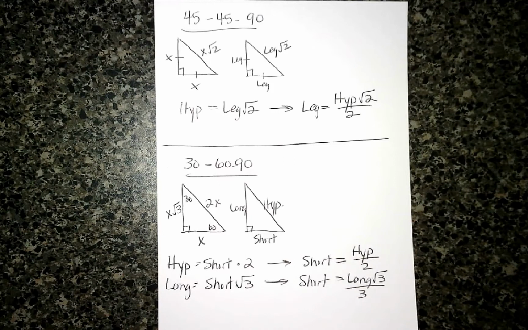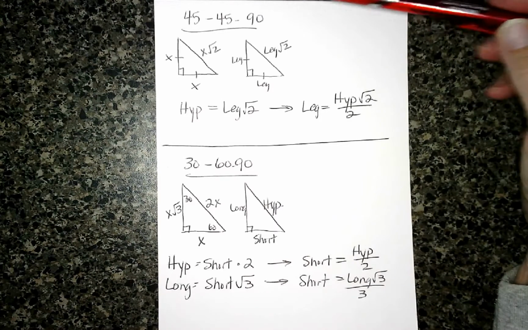Okay, here's the next part of our special right triangles. I've shown you here some of the formulas and stuff. I know it's kind of confusing, but you just have to be very meticulous and methodical in going through it. The equations are not hard, but you just have to be methodical about what you have and what you want to find. So let me just explain here a little bit.